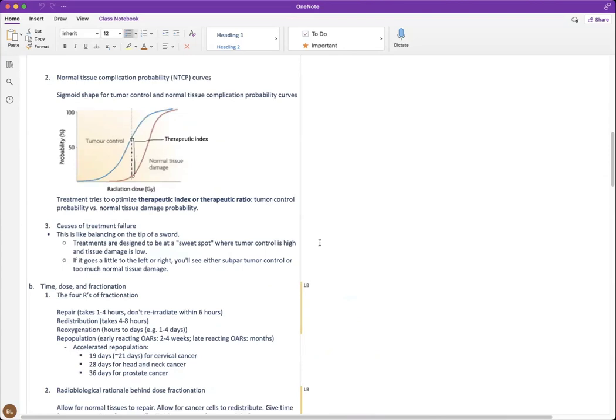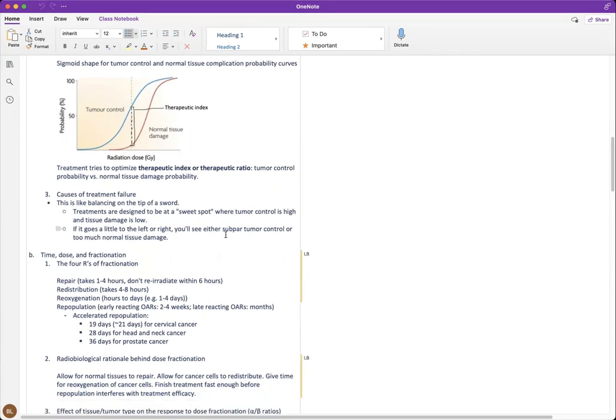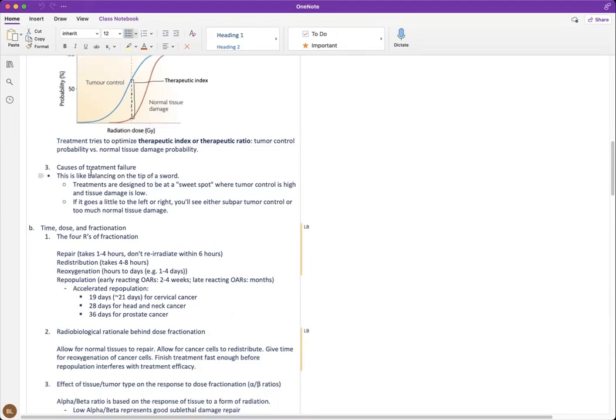Normal tissue complication probability curves. You guys have probably seen this. We have a nice dose range where we're maximizing the therapeutic ratio, meaning we're getting a lot of tumor control and we're getting minimal tissue damage. It's a sigmoidal shape for both of them. Causes of treatment failure.